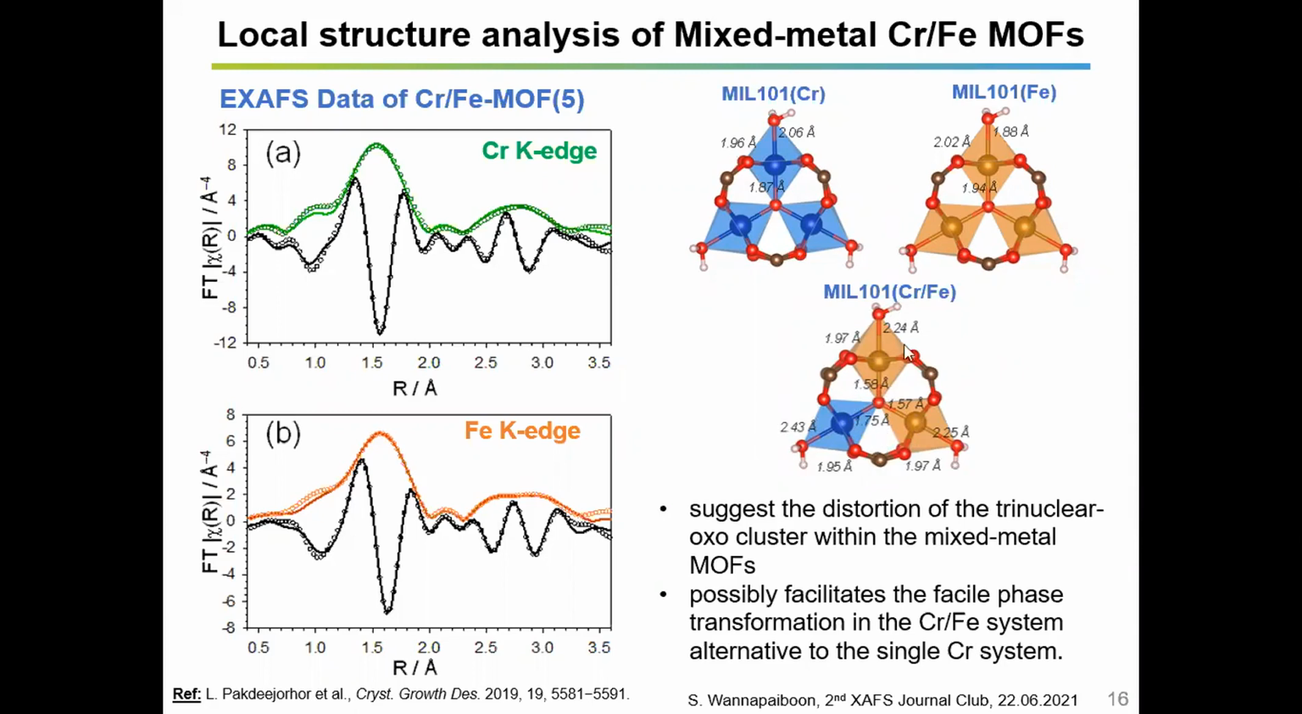But we find out that in the case of iron, the distance is getting lower than that of chromium. This leads to the distortion of the metal cluster inside of the structures, and also is the reason why you can see the pre-edge inside of the same regions. So this formation of these mixed metal clusters possibly facilitates the phase transformation of the chromium-iron system, which is different from the case of the single chromium system.